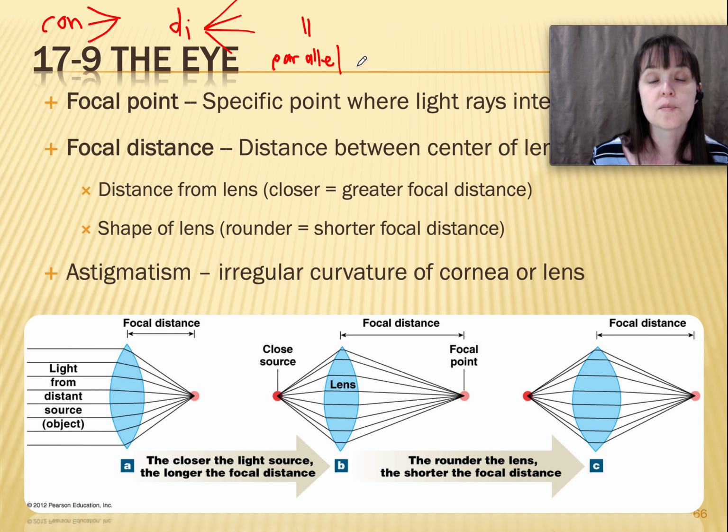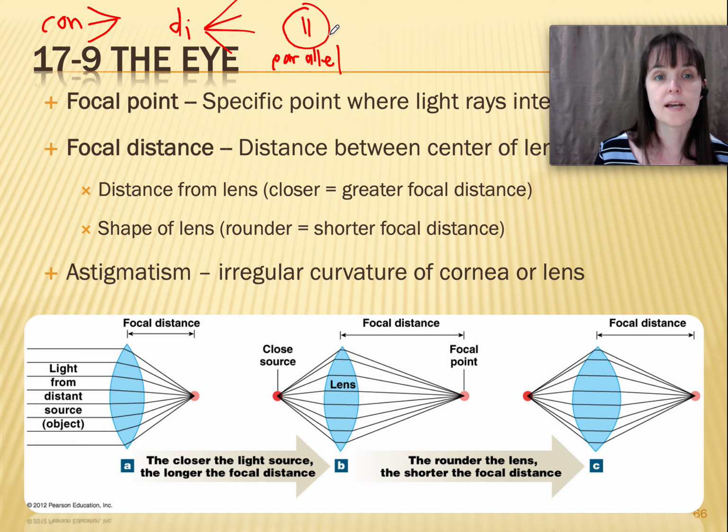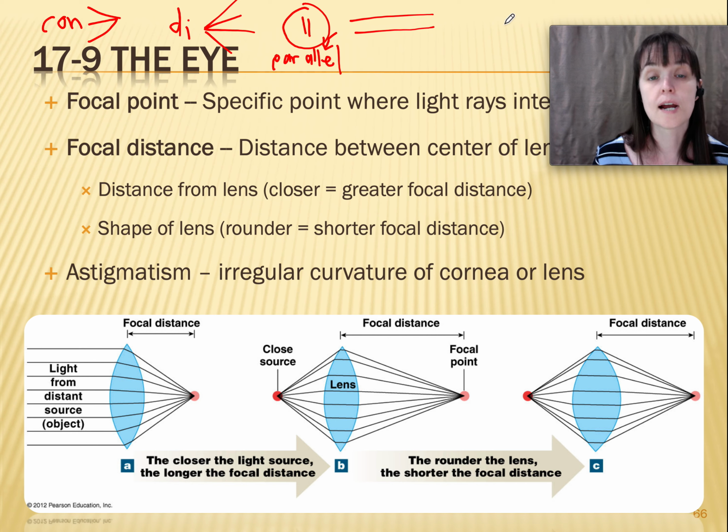P-A-R-A-L-L-E-L. So the math sign for parallel is these two L's, just like the two L's in parallel. And that's two lines that, like railroad tracks, will never meet, ever, because they're going the exact same direction. So they will never, ever touch.